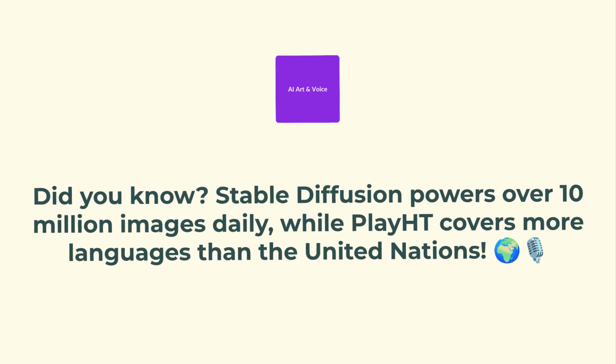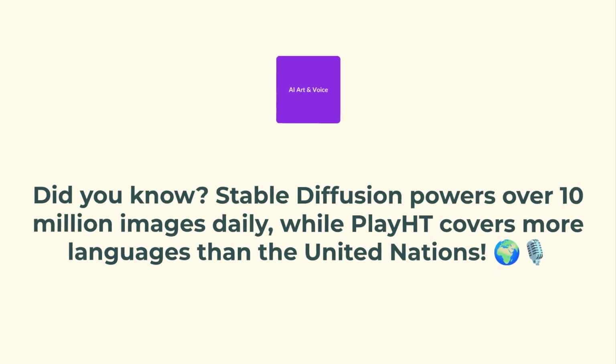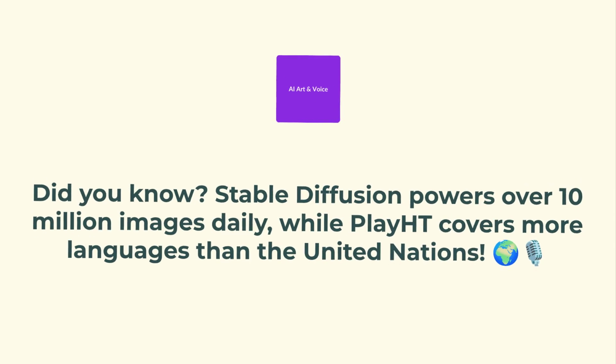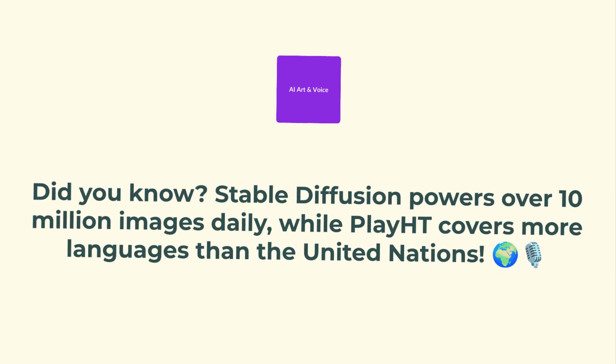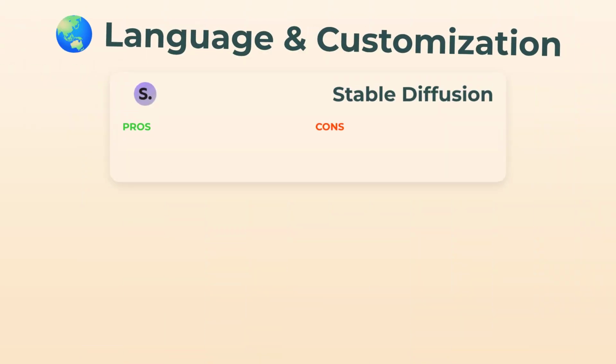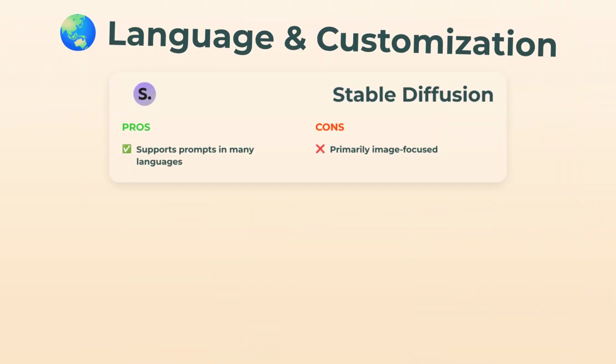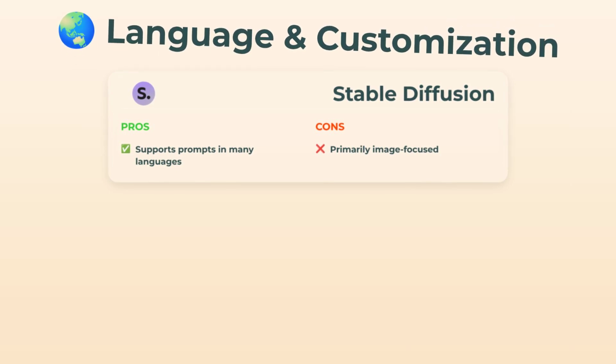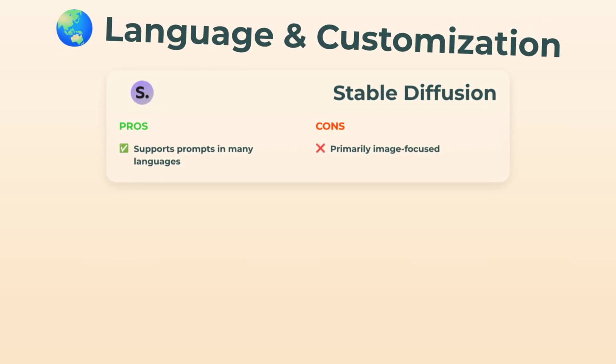Oh, and here's something cool you probably didn't know. Stable Diffusion pumps out over 10 million images every single day. And PlayHT, it covers more languages than the United Nations. Incredible, right? Let's jump into language and customization. Stable Diffusion lets you put prompts in a bunch of languages, which is neat, but most of its magic is still all about images. PlayHT, though, 142 plus languages, tons of accents.